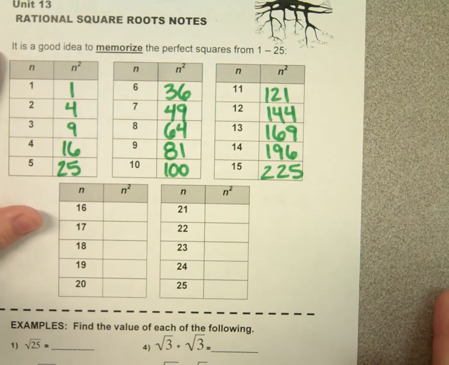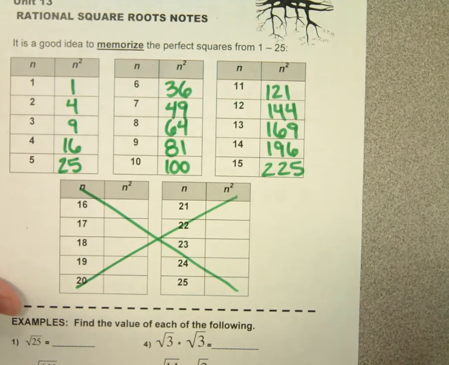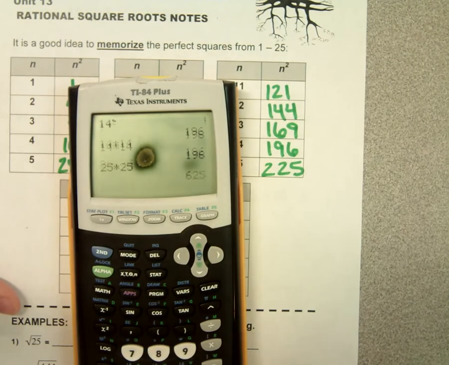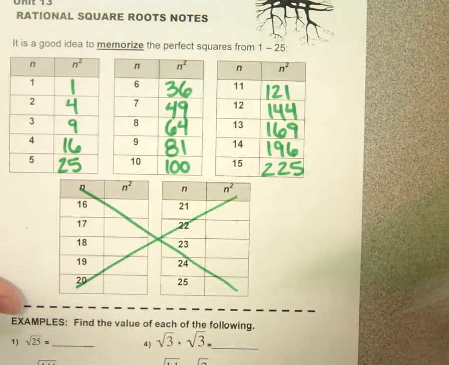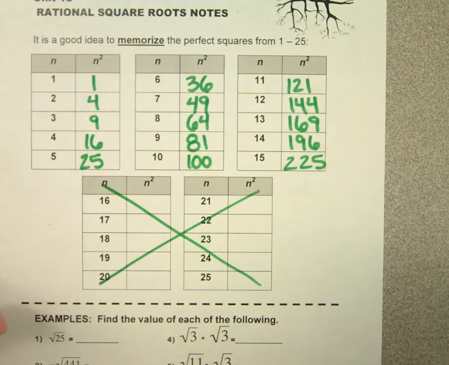So can we just put a big X through them? I know 2,500. I mean, 1,000. Wait, what? Never mind. Wrong. 25 times 25, 625. Can you go down? I was thinking of... Okay.